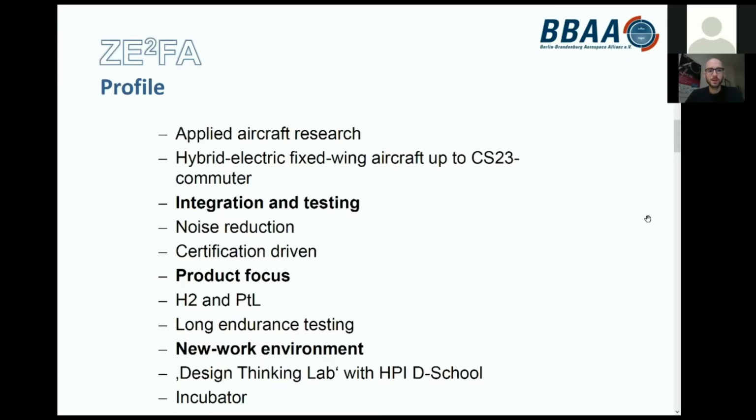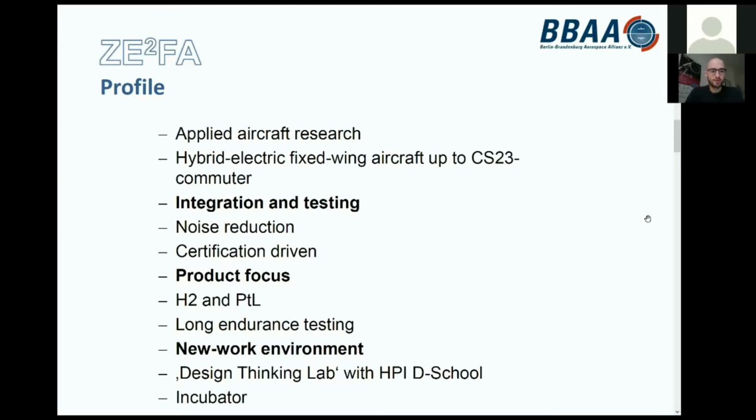We see a big need for infrastructure for applied aerospace research, especially for hybrid electric fixed wing aircraft. That's our initial focus, up to the infamous 19-seater. With a very high focus on integration and testing, with topics like noise and very certification-driven problems like EMI and so on. But always with a high product focus, which is needed by now. We have seen a lot of development projects for prototypes and proofs of concept, and as you saw in the last 2 days, and I guess we'll see tomorrow, there is now a shift happening towards productization, and that needs more serious testing and infrastructure.